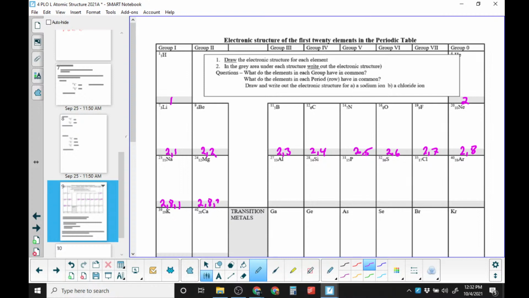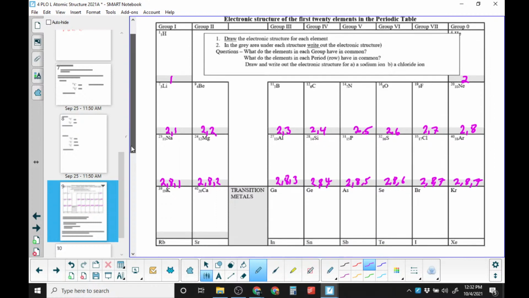2, 8, 2. 2, 8, 3. Yep. 2, 8, 4. Yep. 2, 8, 5. And then you can see the pattern. As, of course, it goes across, you're increasing the number of electrons by 1.